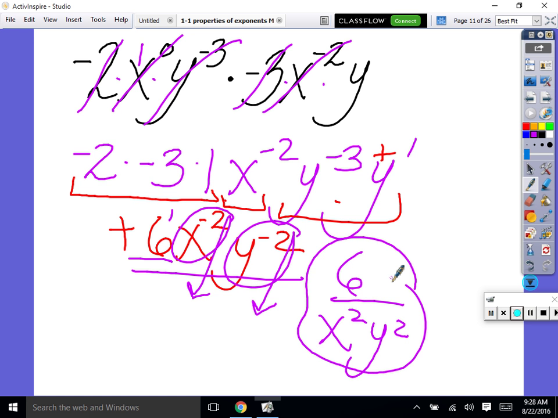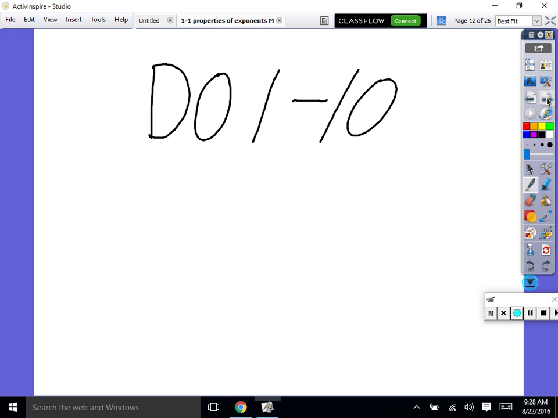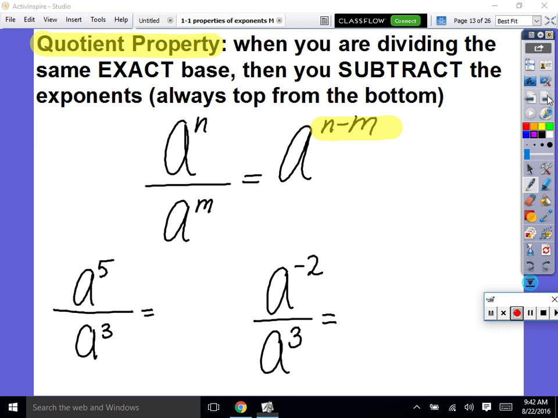We're all comfortable with that. You've seen this from last year. Okay. So 1 through 10, show me that you got it, or to learn again. So we're now going to talk about, we just did the multiplication property, now we're going to do the quotient property.